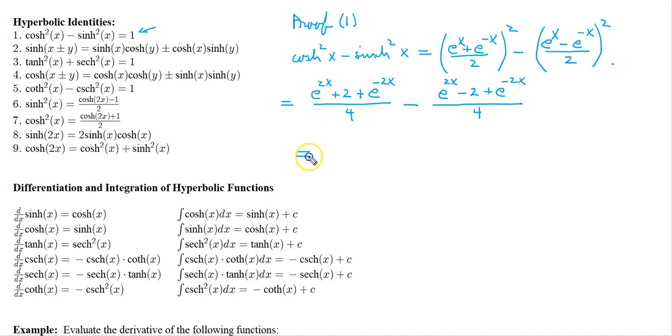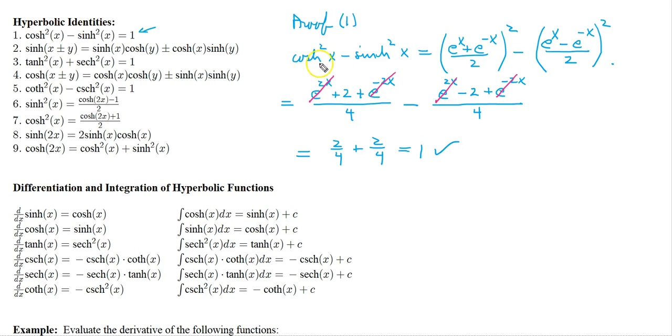And now we see that we have a lot of cancellation. We have e to the 2x over 4 minus e to the 2x over 4, so these terms will cancel. We have e to the negative 2x over 4 minus e to the negative 2x over 4, so these will cancel because of this minus. And then we have 2 over 4 minus negative 2 over 4, so that's going to give us, right, because minus a negative is going to give us a positive, and we get back 1, and that's exactly what we wanted to prove.